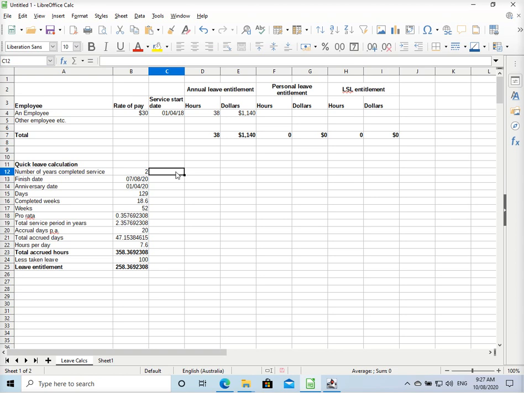Okay, well, hopefully that's giving you some insight into the leave calculations, and helps you calculate the leave entitlements.